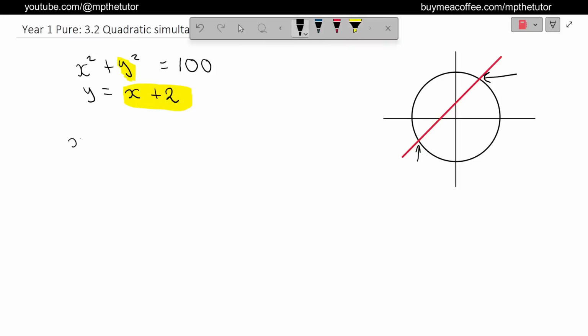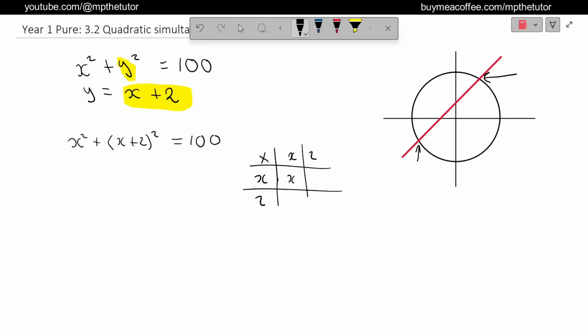So what does that do? Well, that means we have x squared plus (x plus 2) squared equals 100. Then we're going to expand out that bracket. You could have a little grid, x and 2: x times x is x squared, x times 2 is 2x, this one at the bottom is x times 2 is 2x again, and 2 times 2 is 4. So you have your first x squared, plus another x squared plus 4x plus 4 equals 100.